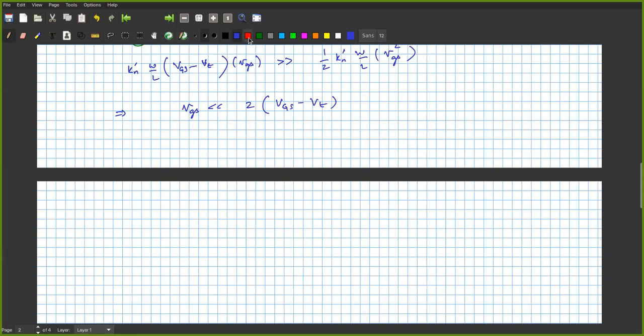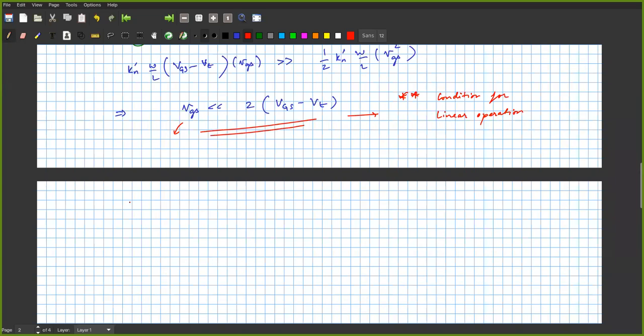This is an important condition for linear operation. This is as good as saying that whatever value you give should be very small. If it is very small, then you have a proper linear amplification which happens. Clear till here? Any queries till here?